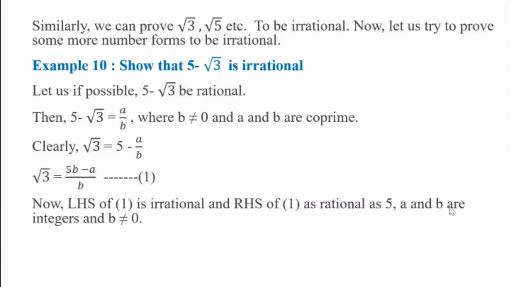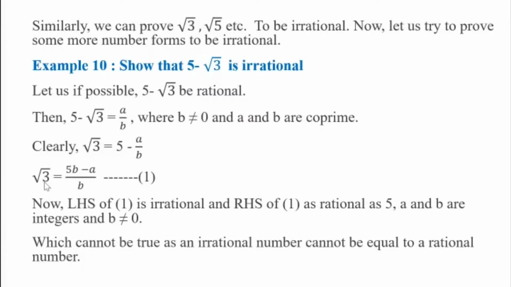As 5, a and b are integers and b is not equal to 0, this side becomes a rational number, and this side is irrational. I cannot have an irrational number equal to a rational number. Hence, this contradiction has arisen because of a wrong assumption.